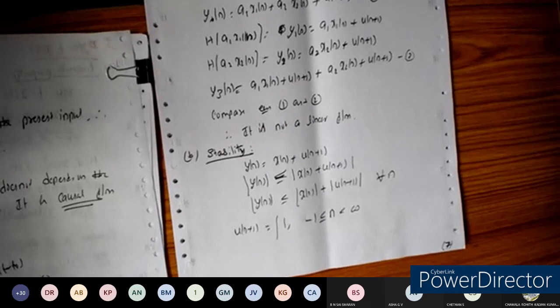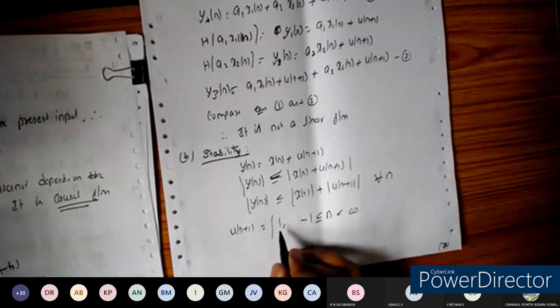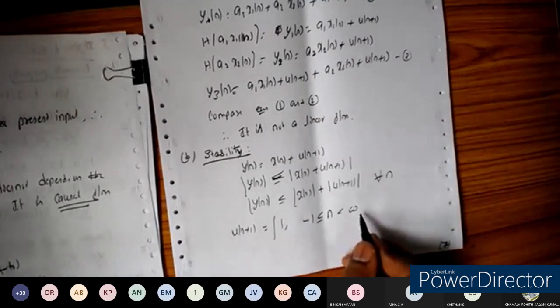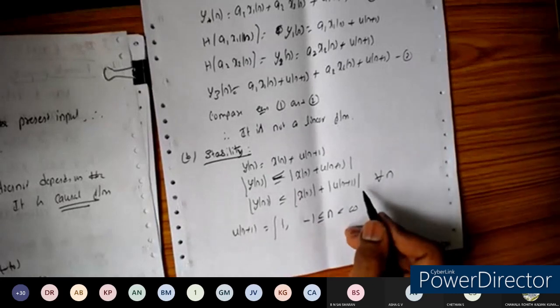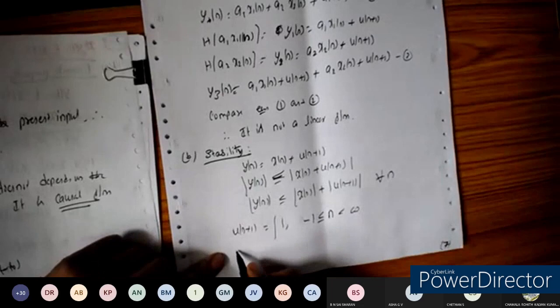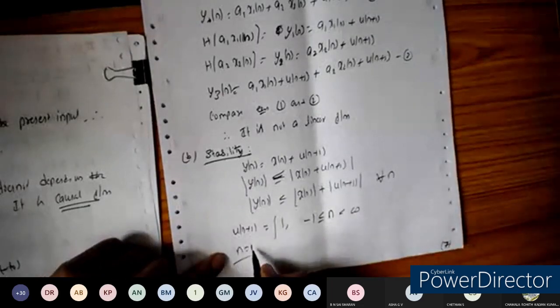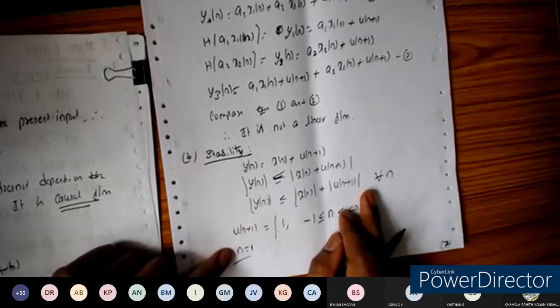Okay, just a small correction here. u of n plus 1 is equal to 1, from minus 1 to infinity. If a summation were there, then it would become equal to infinity, but it's not a summation. If I substitute a particular value, say n is equal to 1, I get the corresponding answer here.